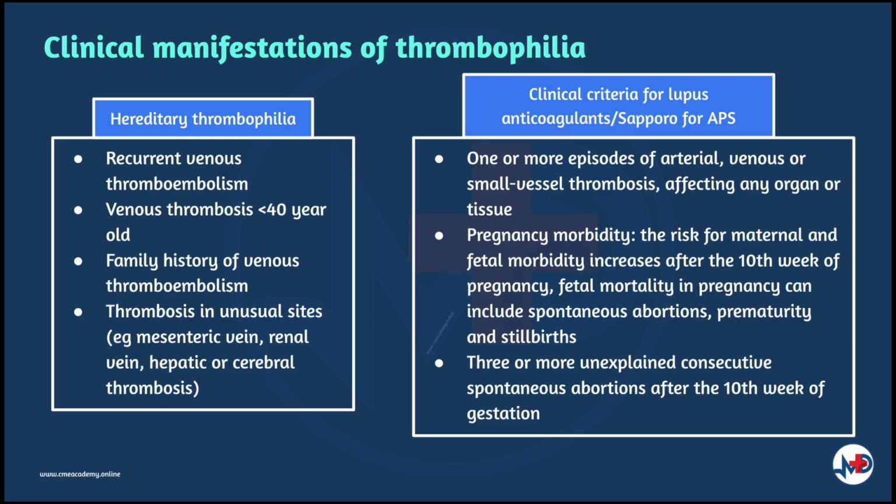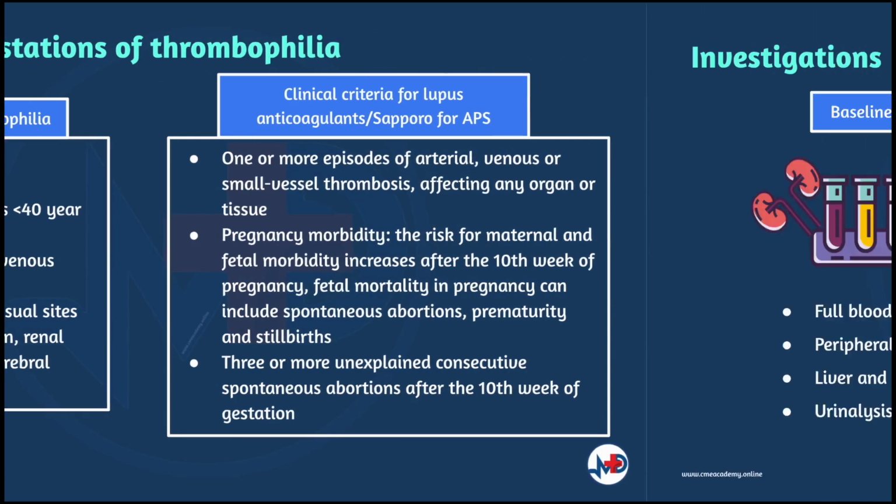The clinical criteria for indicating the presence of lupus anticoagulants is the Sapporo criteria for the antiphospholipid syndrome, and they are as follows. One or more episodes of arterial, venous, or small vessel thrombosis affecting any organ or tissue, pregnancy morbidity where the risk of maternal and fetal morbidity increases after the 10th week of pregnancy, and 3 or more unexplained consecutive spontaneous abortions before the 10th week of gestation.